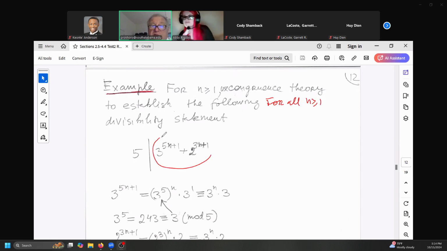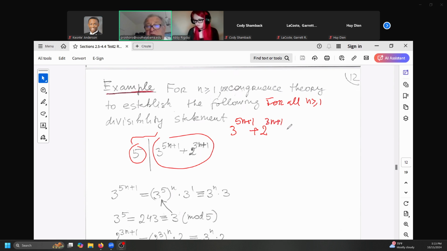This expression is divisible by 5. So let's rewrite it in modular form. Okay, so what do we need to write? 3 to the power 5n plus 1 plus 2 to the power 3n plus 1. If it's divisible by 5, it's congruent to 0 modulo 5.